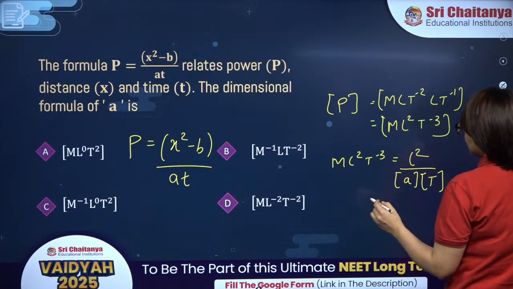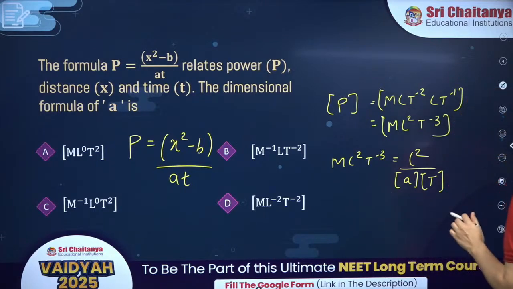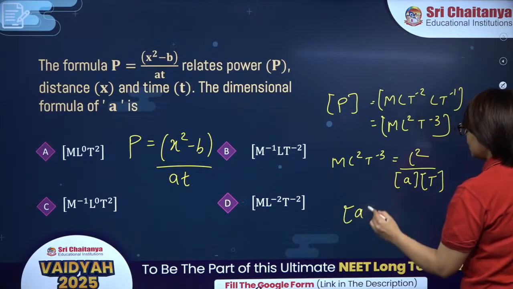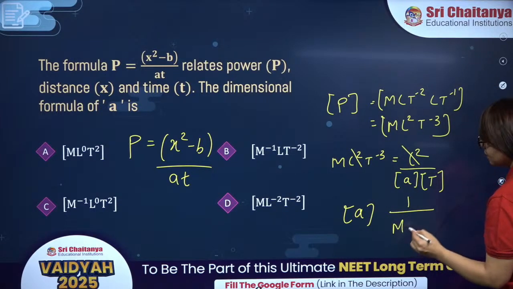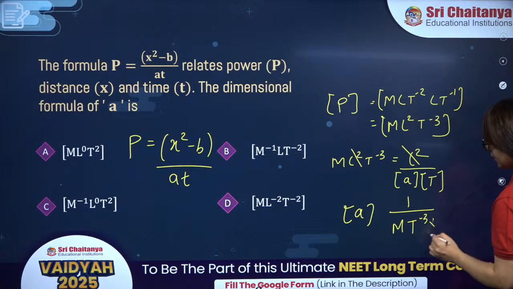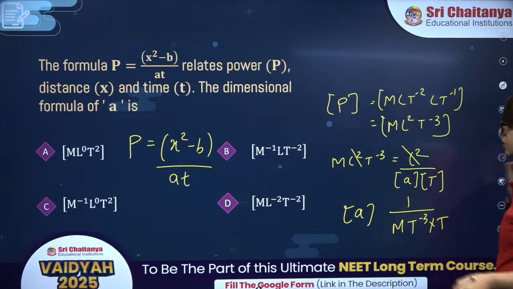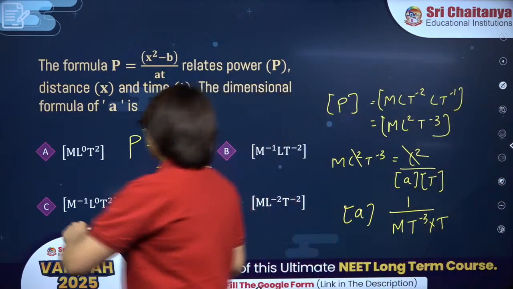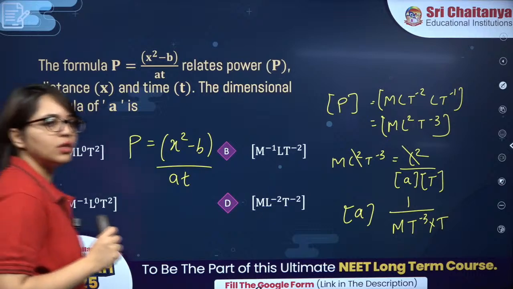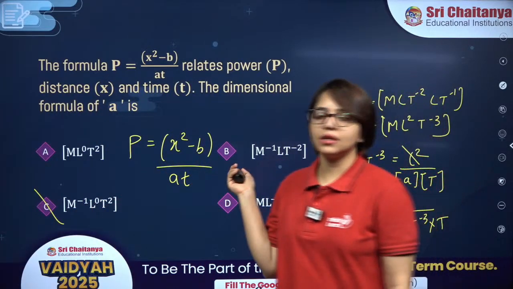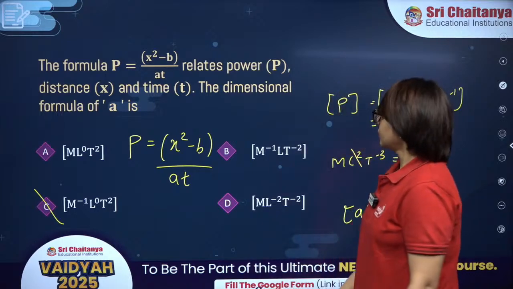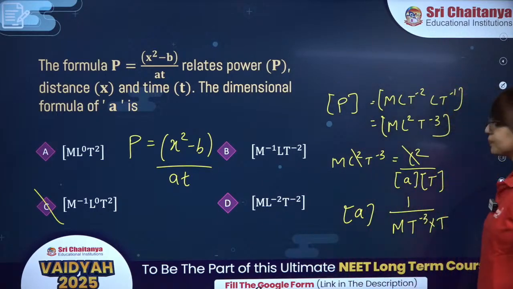So from this one, the dimension of A will be, L square cancels, 1 upon M T minus 3 into T. So it is M inverse T square, which is option C. Option C is the correct answer, not option D, beta. Fine. Okay, let's go.